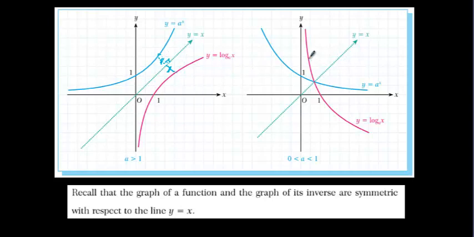Or you take a point here, and from this point you draw a perpendicular line to the line y is equal to x. There are two distances here, the pink one and the blue one, and as you see, they are equal. If they are equal, it means that they are symmetric to each other, and if they are symmetric, they are inverses of each other.